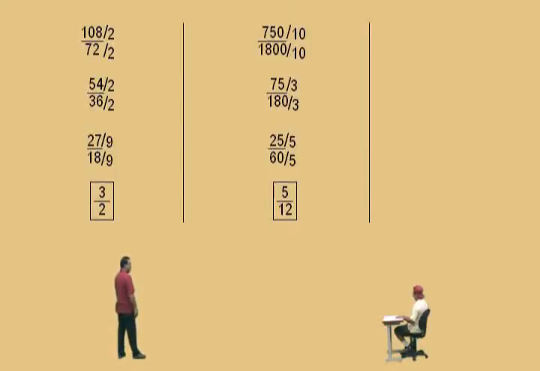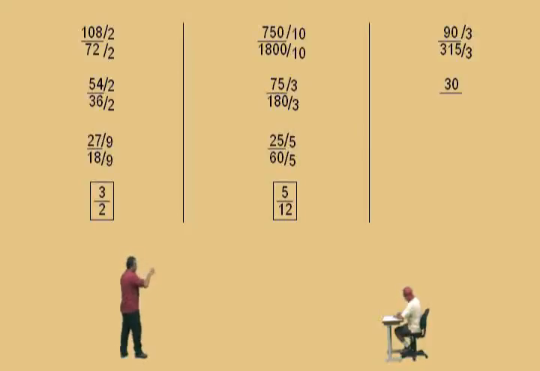Let's do one more problem, Charlie, just to make sure we have it. 90 over 315. Remember, these problems are to be done without a calculator. Charlie, what number divides evenly into 90 and 315? Okay. Well, I'll help you out on this one, Charlie. It's a 3. Because 90 divided by 3, what's that, Charlie? 30.